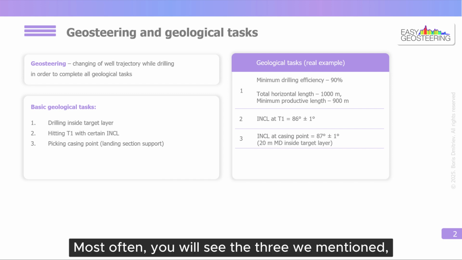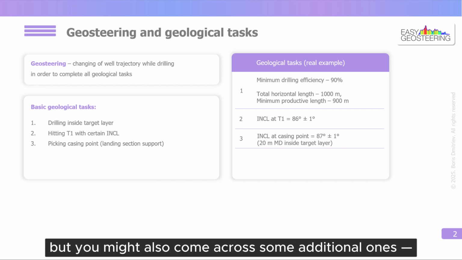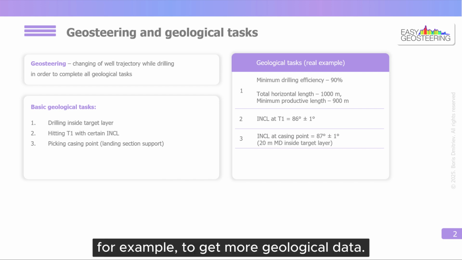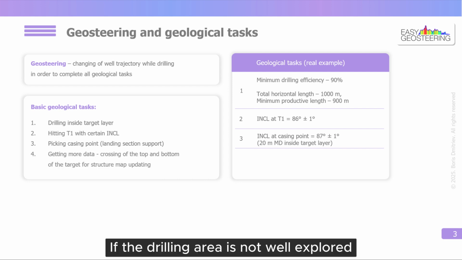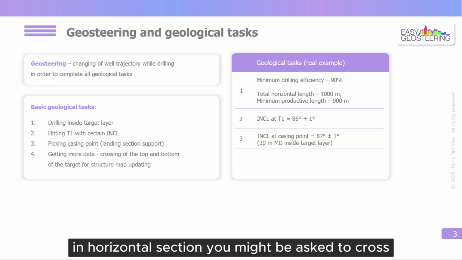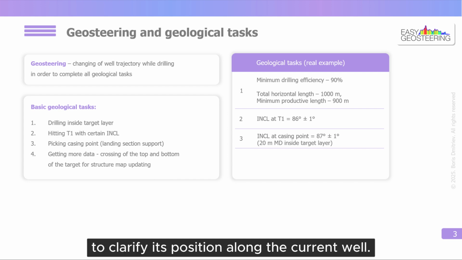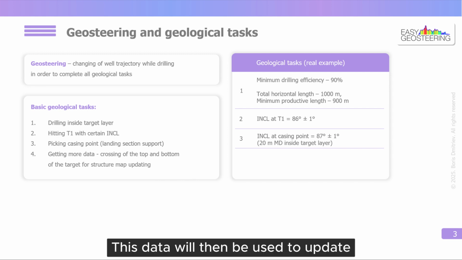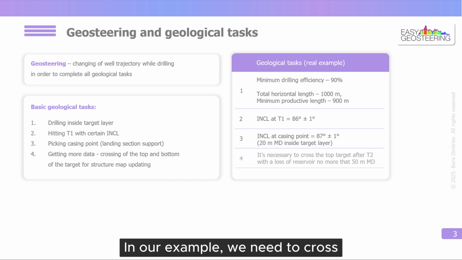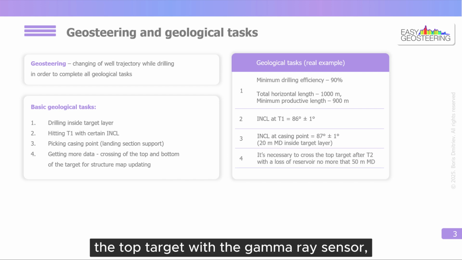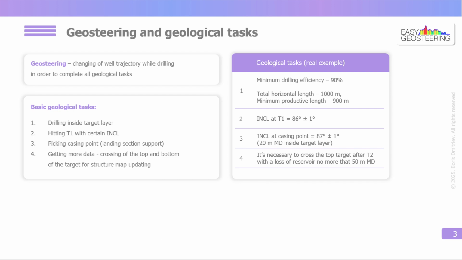Most often you will see the 3 we mentioned, but you might also come across some additional ones, for example, to get more geological data. If the drilling area is not well explored and there are very few offset wells, in horizontal section you might be asked to cross the top or bottom of the target to clarify its position along the current well. This data will then be used to update the structure maps for upcoming wells. In our example, we need to cross the top target with the gamma ray sensor, but we cannot lose more than 50 meters MD of the reservoir.